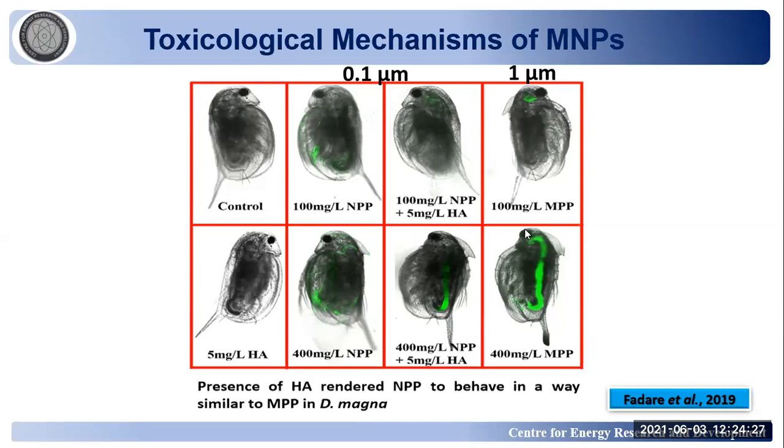Compared to that of the 1 micron, in which at lower concentration, of course, you can see it in the gut, and at 400 milligram, a higher concentration, it is duly consumed without any of it being trapped within the carapace of the animal.